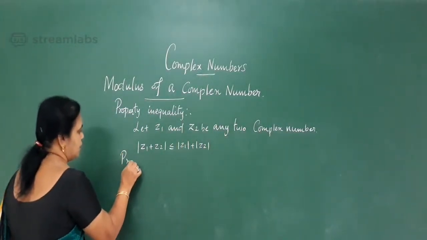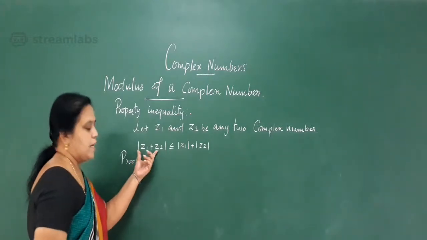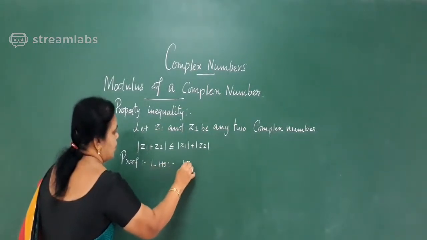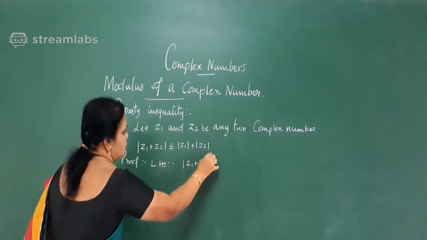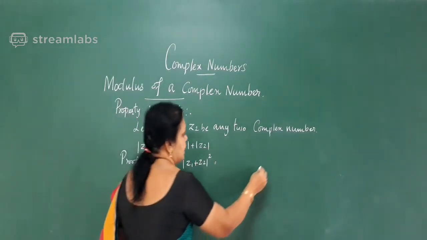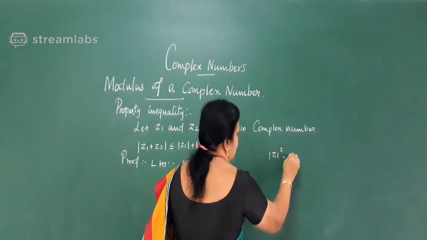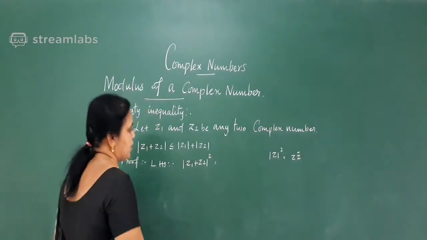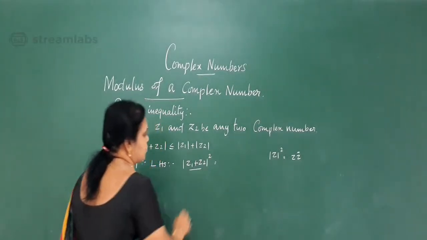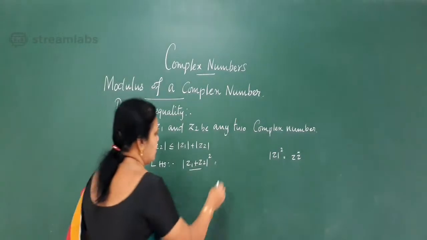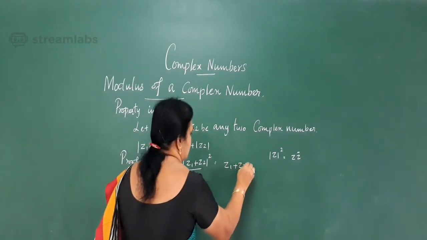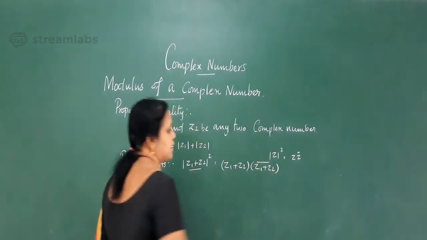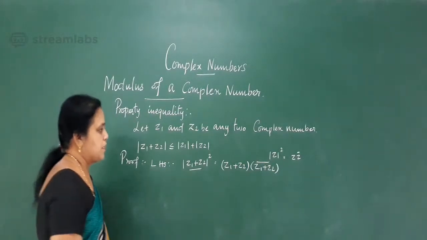Proof. I am going to take this LHS, modulus z1 plus z2 whole square. I am going to write modulus z square as z into z bar. I am going to consider this as z, so z into z bar, using this property.